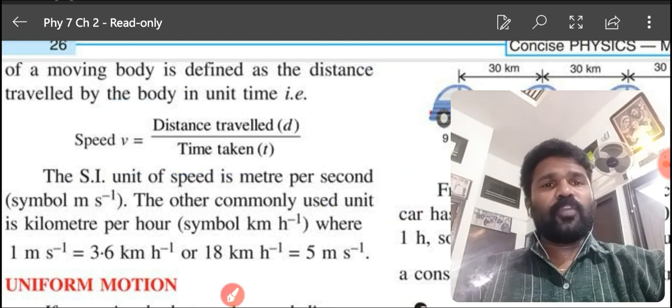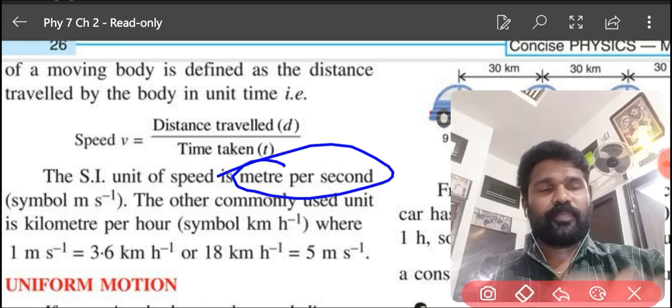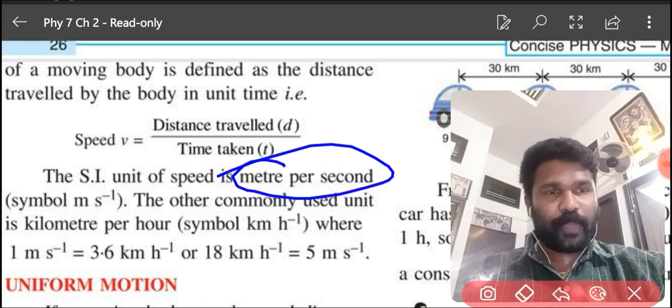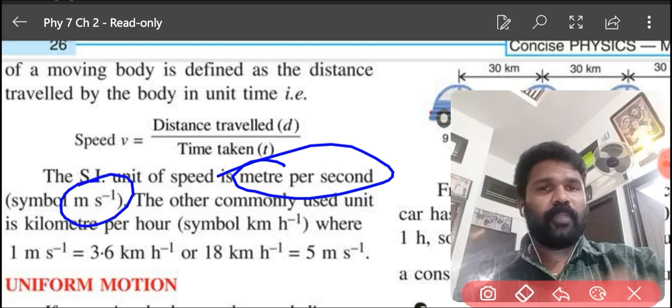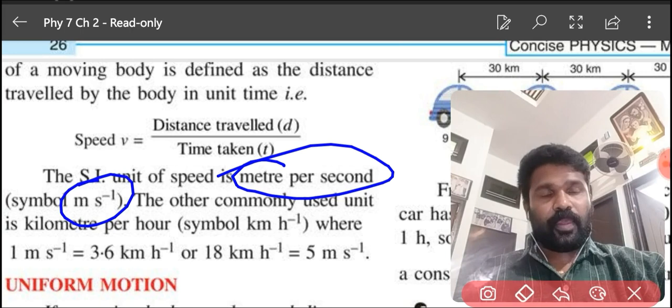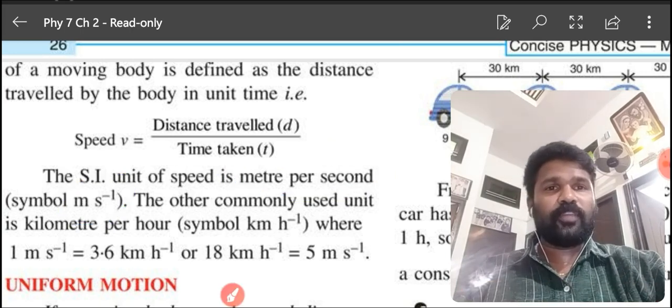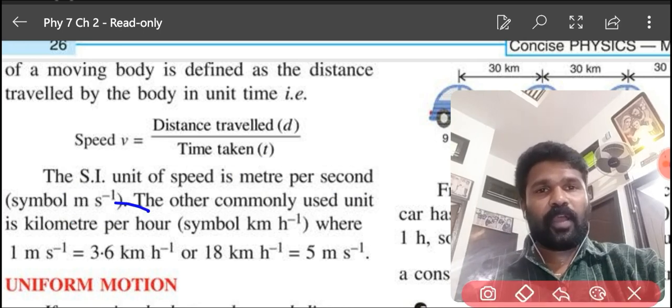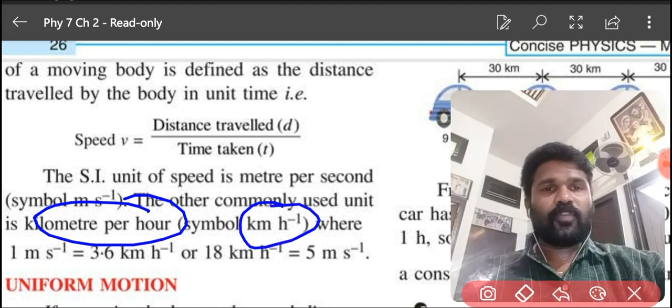The SI unit of speed is meter per second. The symbol is this one, meter per second. The other commonly used unit for speed is kilometer per hour. The symbol is kilometer per hour.